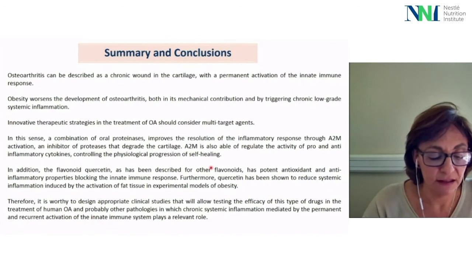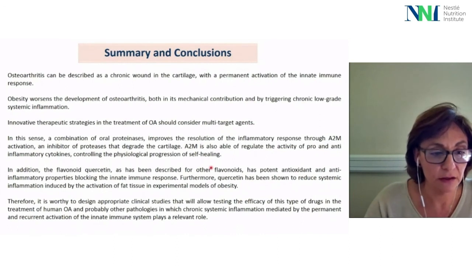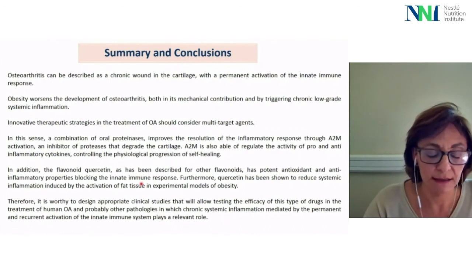Innovative therapeutic strategies in the treatment of OA should take into account the systemic treatment of this disease, contemplating synergistic therapies acting by the modulation of different factors mentioned. In this sense, oral enzyme combination could regulate the activity of pro- and anti-inflammatory cytokines, but also the catabolic enzymes that degrade the cartilage. The flavonoid quercetin, as has been described for other flavonoids, has potent antioxidant and anti-inflammatory properties, blocking the innate immune response.